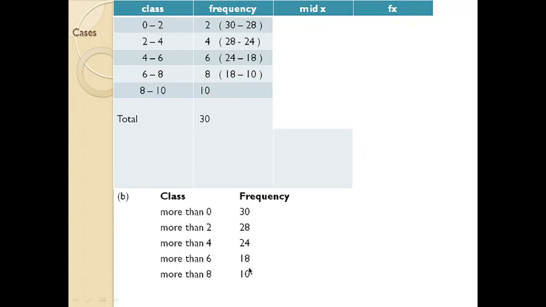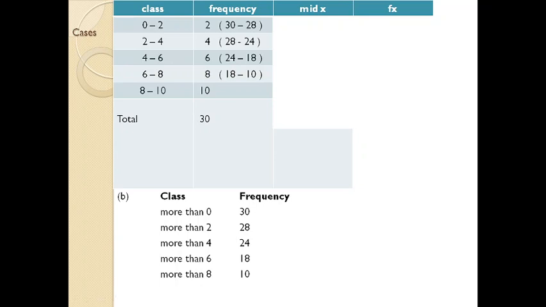And finally, you can see that more than 8 it is 10. And below 10 there is nothing. So the frequency of that class will be 10 itself. This is how you have to prepare the frequency as well as the class whenever this case is given.